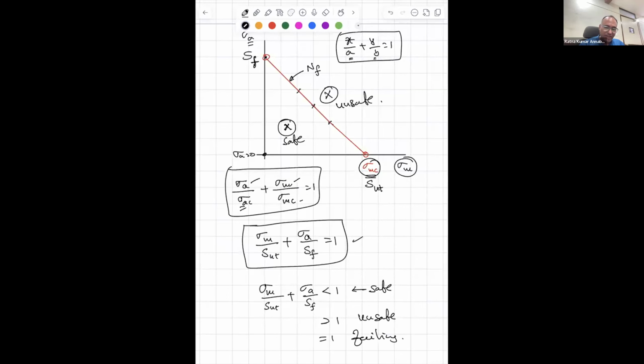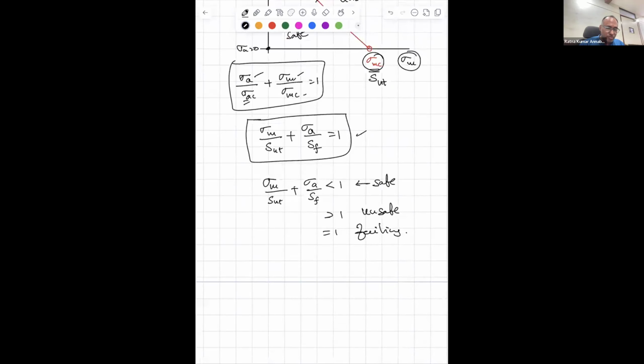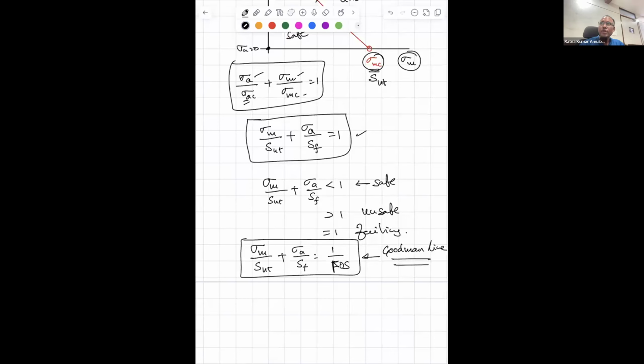Right? If you want to add a factor of safety to this, then how do you write it? Sigma m by SUT plus sigma a by SF is equal to 1 by factor of safety. I don't want to use n because n is used for number of cycles, so I am using FOS for factor of safety. That is how you write this equation. And this equation is popularly known as the Goodman line. You have heard of the Goodman diagram, isn't it? Yes, sir. That is our Goodman diagram.